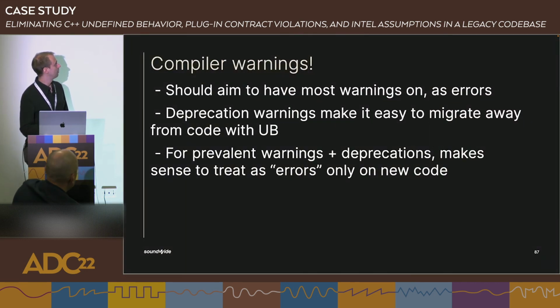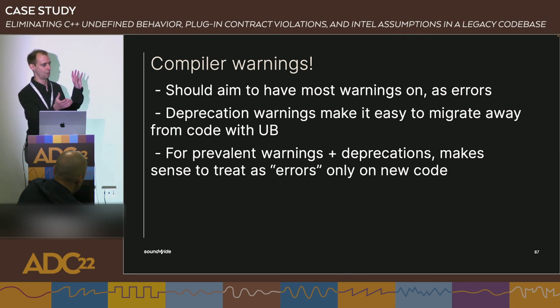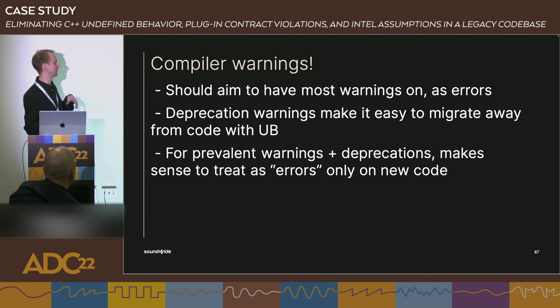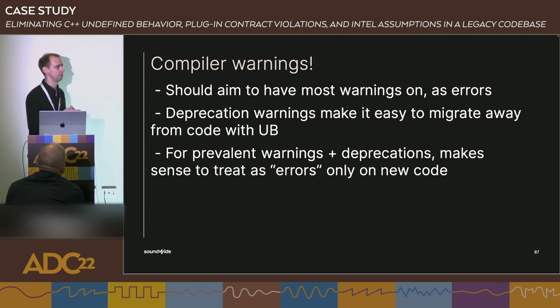Compiler warnings is a really big one. I'm sure these are not very surprising, but there's actually a lot of good stuff in the compilers, and they keep adding more every version. So you should definitely aim to have most warnings on. I think we have all warnings on as errors, and then we turn off a couple that we don't want. Deprecation warnings, which I'm going to talk about a little bit more, make it really easy to migrate away from bad areas of your code base that are going to be undefined behavior traps.